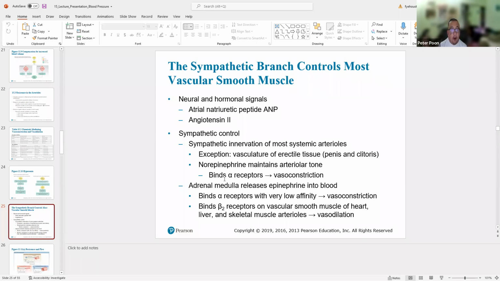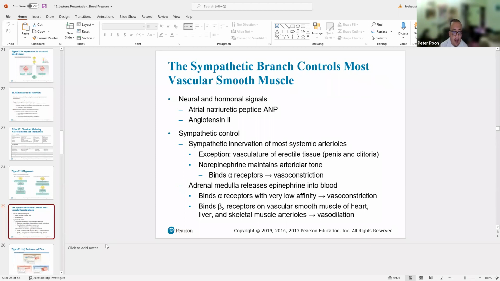Norepinephrine binds alpha receptors, which causes vasoconstriction. So when you're scared, you release norepinephrine. Norepinephrine causes vasoconstriction, so it constricts your arterioles, which increases blood pressure. Now to most of the body, there's less blood going to it.